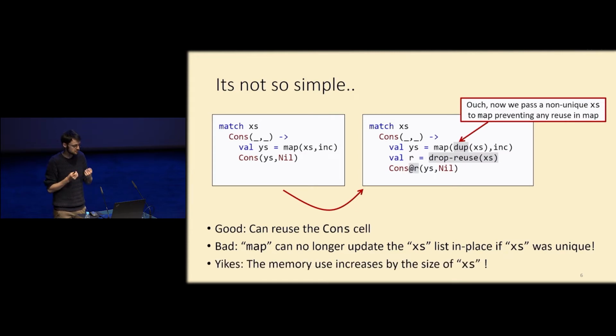And something that's even worse is that now we hold on to XS during this recursive call, which means XS cannot be freed while we construct YS. And now we've again doubled our memory usage from the baseline of the Perseus algorithm, because we now have both XS and YS in memory at the same time.